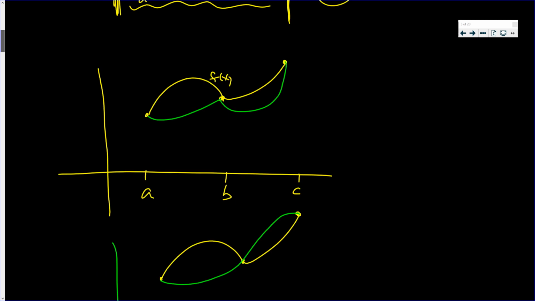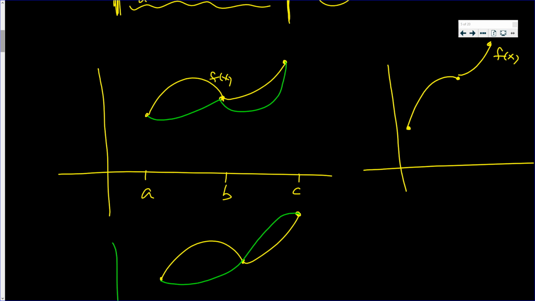Now, there's a third case. There is a third case. Once again, there's my f of x. It could have been that g started on top. And you know what? It stayed on top. That's a possibility. That's g of x. The green function is g of x, f of x.